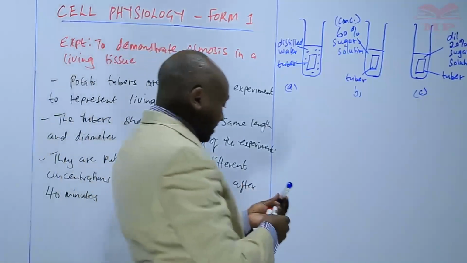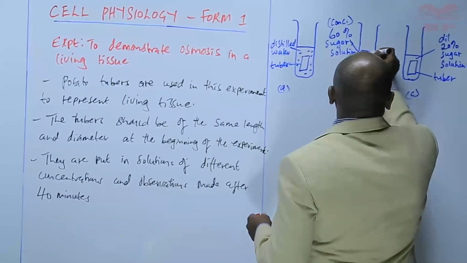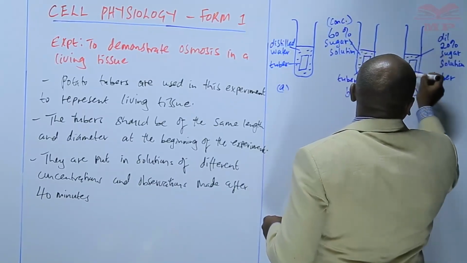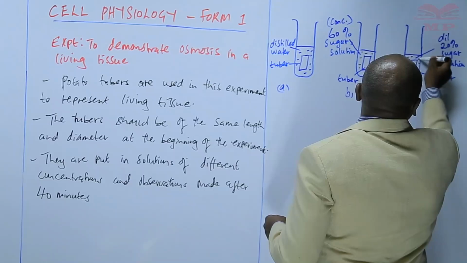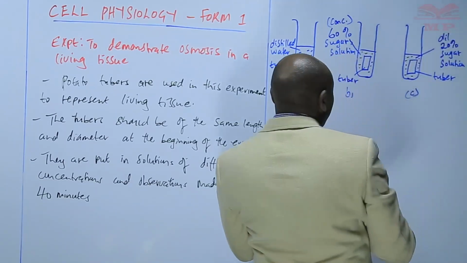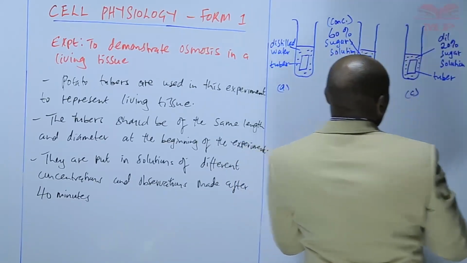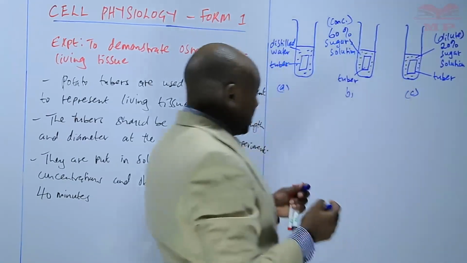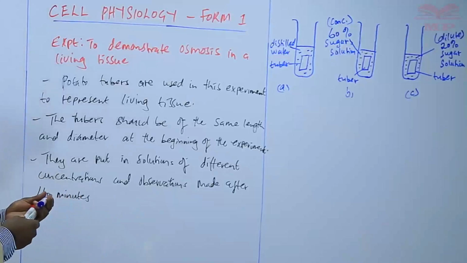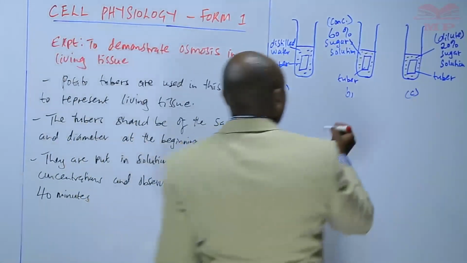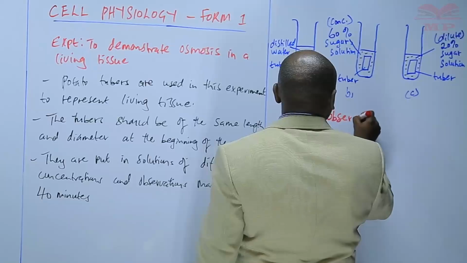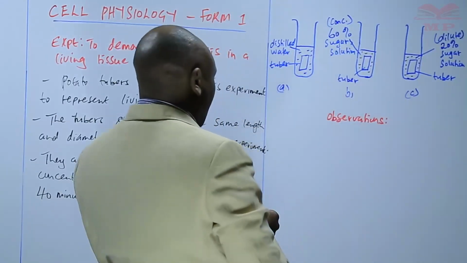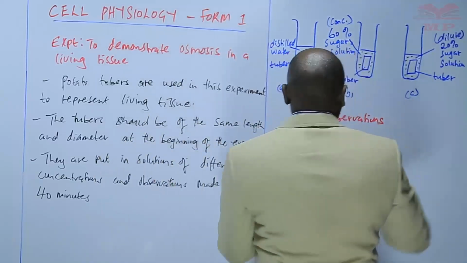So those are the setups. 60% sugar solution, 20% sugar solution. This one is of low concentration, or it's dilute. And the second one, or B, is concentrated. So these will be the observations after 40 minutes.